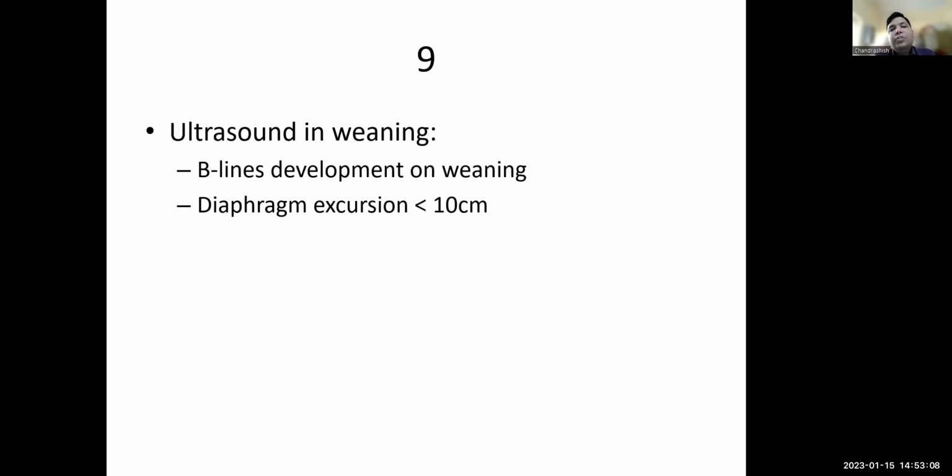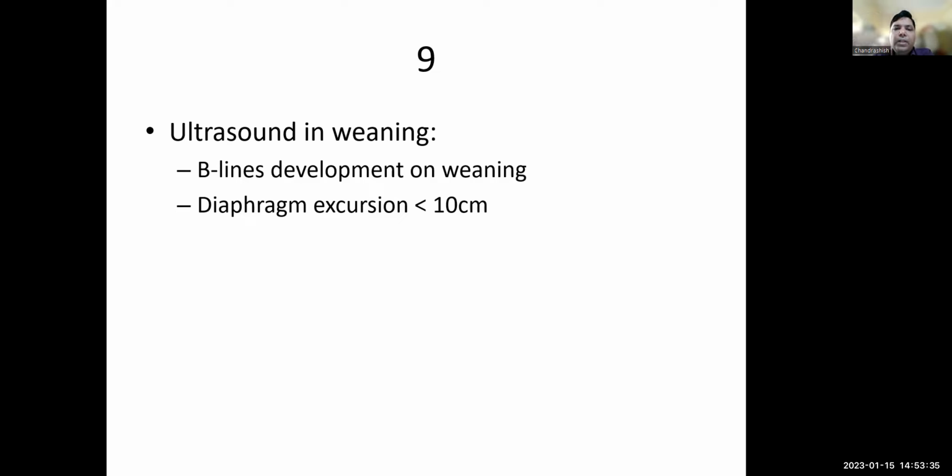What is the role of ultrasound in weaning? There have been quite a few review articles on this. To make a gist of it, ultrasound is useful, number one, before you start weaning, to look at the lungs to see if there is a lot of pleural effusion, which can be reduced or drained before you start weaning.